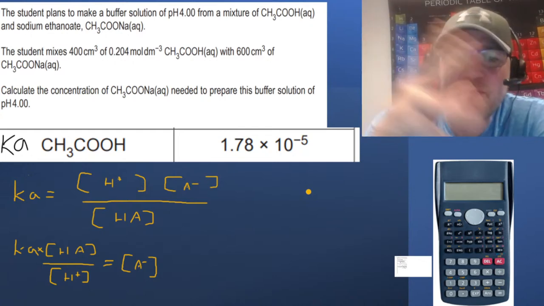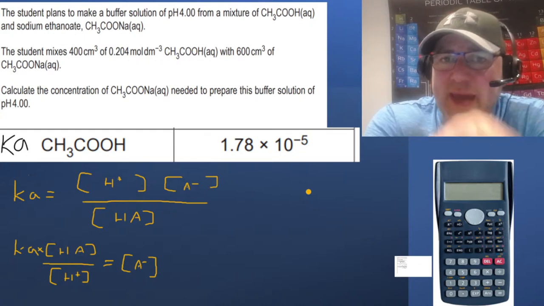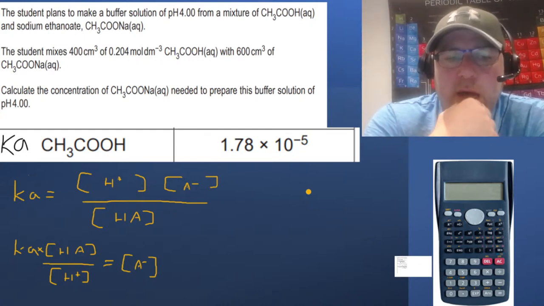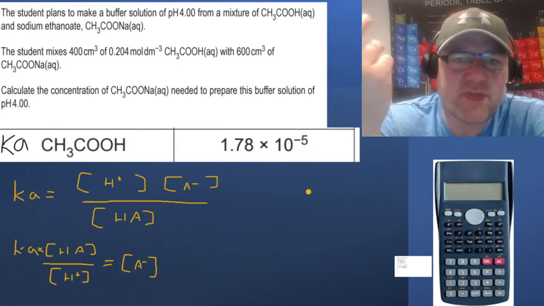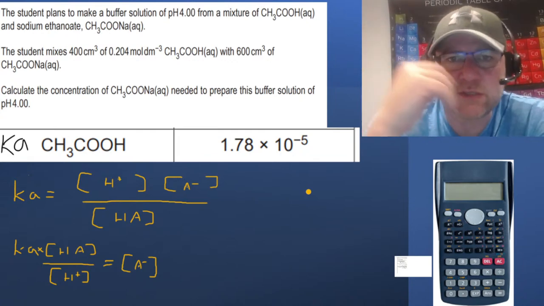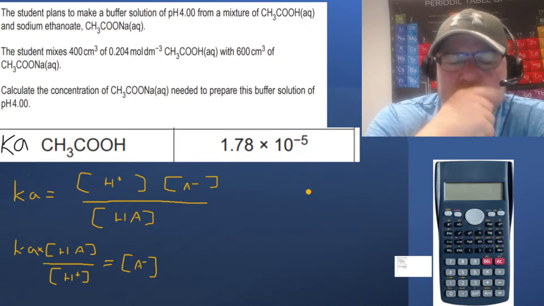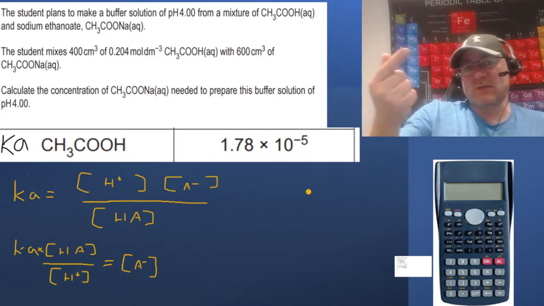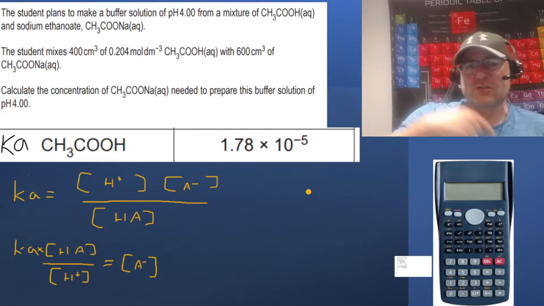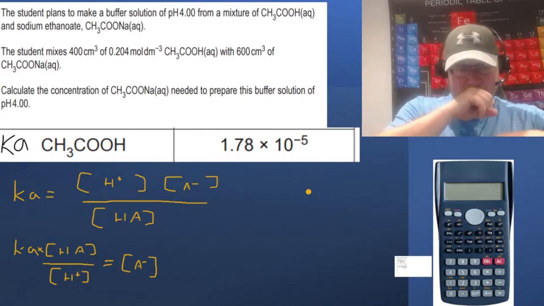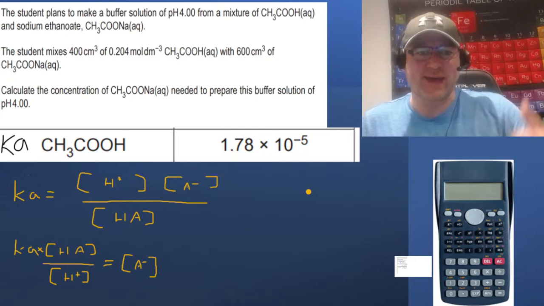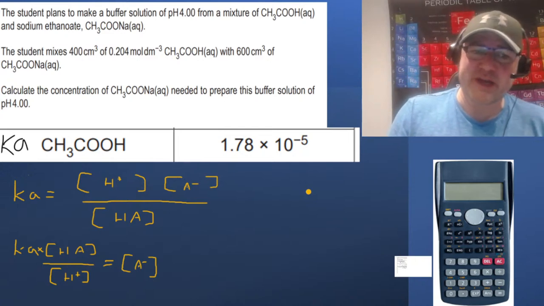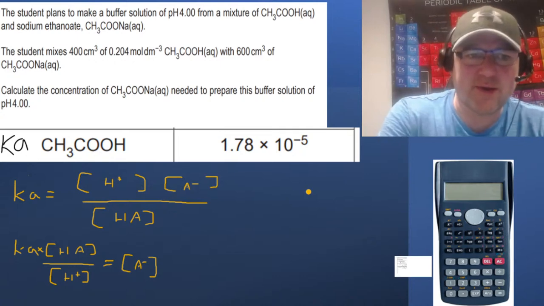So anyway, what have I done here? I basically tried to make A minus, which by the assumption is the same as the salt concentration, which is our ethanoate ions, and they're going to be equal to the sodium ethanoate concentration. So I've rearranged it. Really, instead of doing acid over salt, we just do acid over the hydrogen ion concentration equals the salt. So acid over the hydrogen ions times Ka equals the salt. So now I need to work out my concentrations going on here.